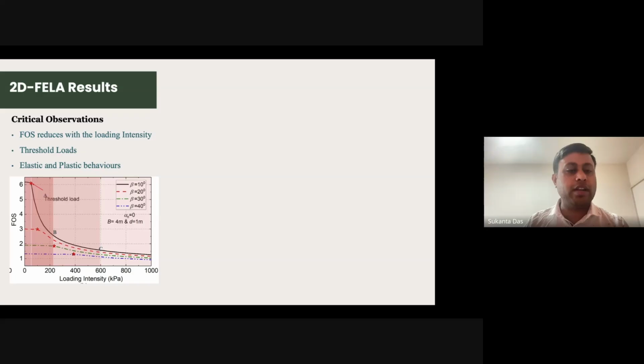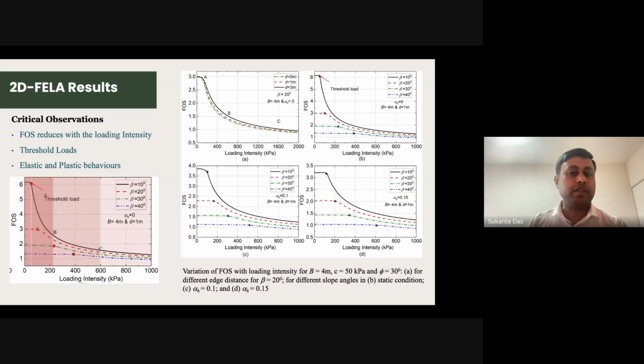This behavior holds across the slope angles, but with a difference in the factor of safety. Each slope has its own initial stability and factor of safety, but after applying load, the threshold load increases, while the trend remains similar. So this is the critical observation we found from our analysis.